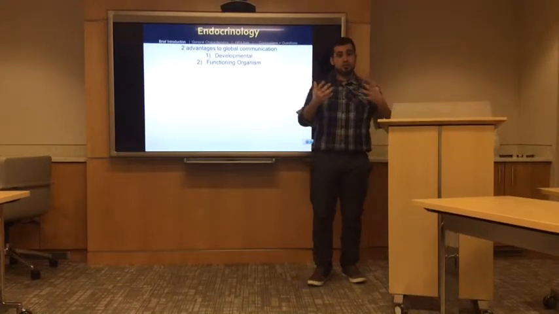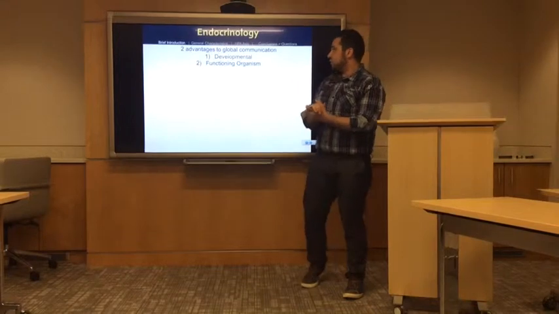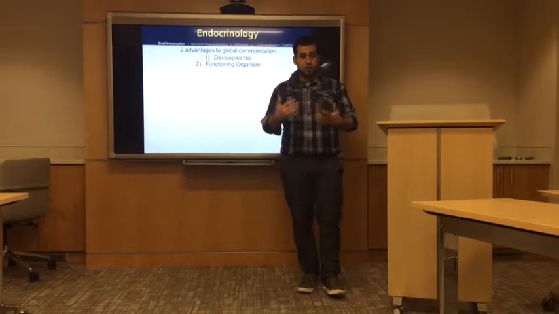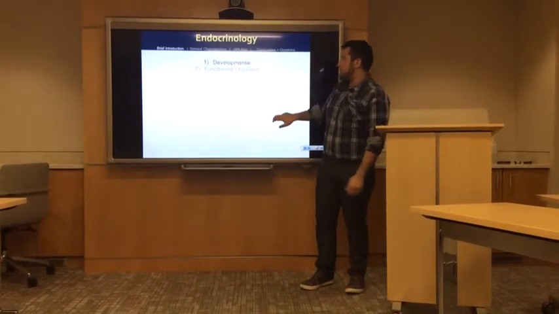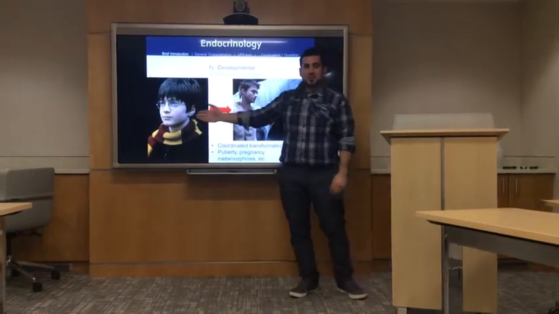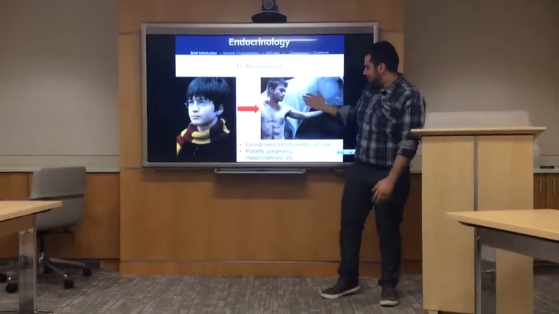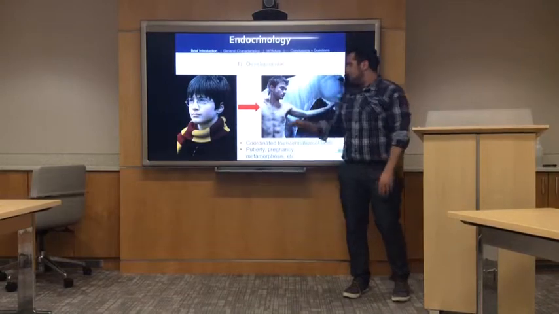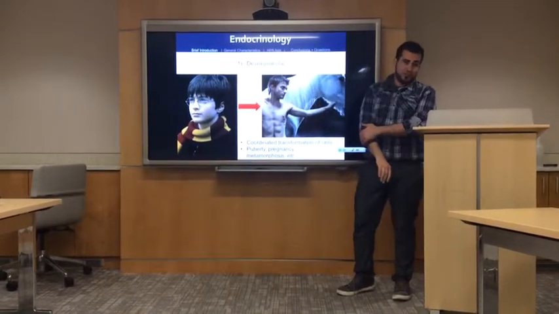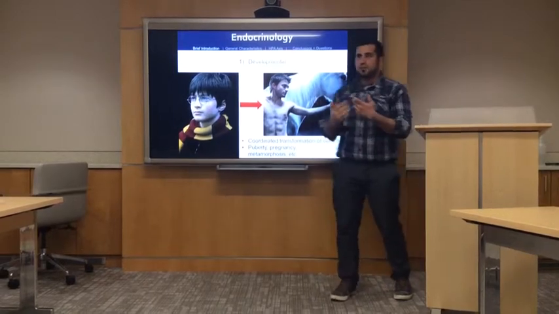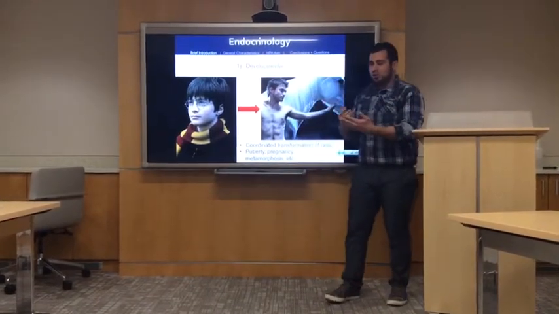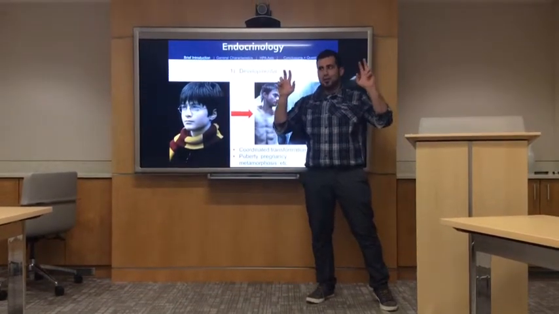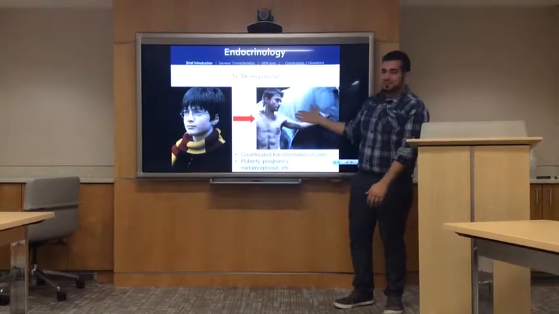Endocrinology has two major functions. One serves the developmental portion, and the other is in the functioning organism. In the developmental portion, you have young Harry Potter, who became this person. This describes the developmental portion of endocrinology, like puberty, and represents coordinated transformation of cells, with various hormones, which we'll get into in a bit. It metamorphosed young Harry Potter into this.